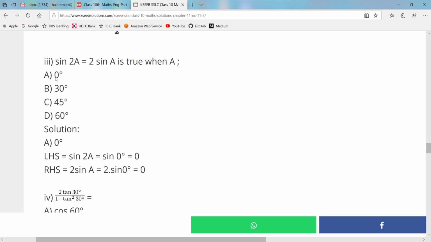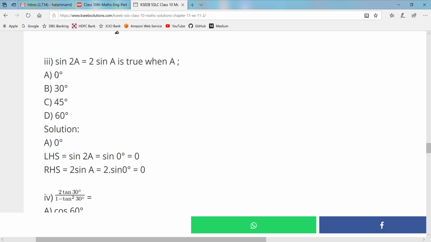So take the LHS, sine 2a. So 2 into 0, that is, you have to take the first option 0 here. 2 into 0 is 0. So sine 0 degree you will get, and sine 0 degree value is 0. Okay. So next take the RHS value, that is 2 sine a. So in the place of a, first option, put the 0 degree. So sine 0 is 0, and 0 into 2 is 0. So in LHS you got 0 and in RHS you got 0. So both the values are equal when the angle is 0 degree.